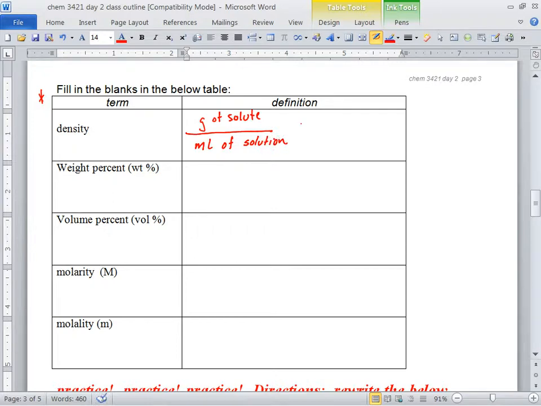Okay? Weight percent. Grams of, all over, let's put it in there, 100 grams of what? Grams of what over 100 grams of what? What would you guess? Grams of, these are all concentrations. Grams of solute, all over 100 grams of solution. The final mixture you got.